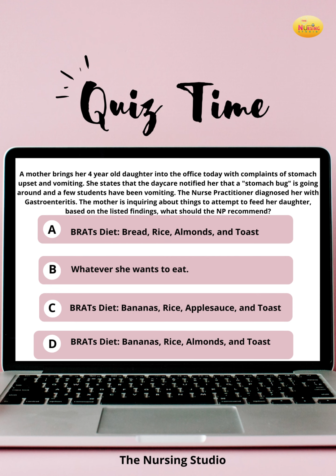All right, question number 3. A mother brings her 4-year-old daughter into the office today with complaints of stomach upset and vomiting. She states that the daycare notified her that a stomach bug has been going around and a few students have been vomiting. The nurse practitioner diagnosed her daughter with gastroenteritis. The mother is inquiring about things to attempt to feed her daughter. Based on these findings, what should the nurse practitioner recommend? So is it A, the BRAT diet, bread, rice, almonds, and toast? Is it B, whatever she wants to eat? C, the BRAT diet's banana, rice, applesauce, and toast? Or D, the BRAT diet's bananas, rice, almonds, and toast? Take a moment and tell me what you think.